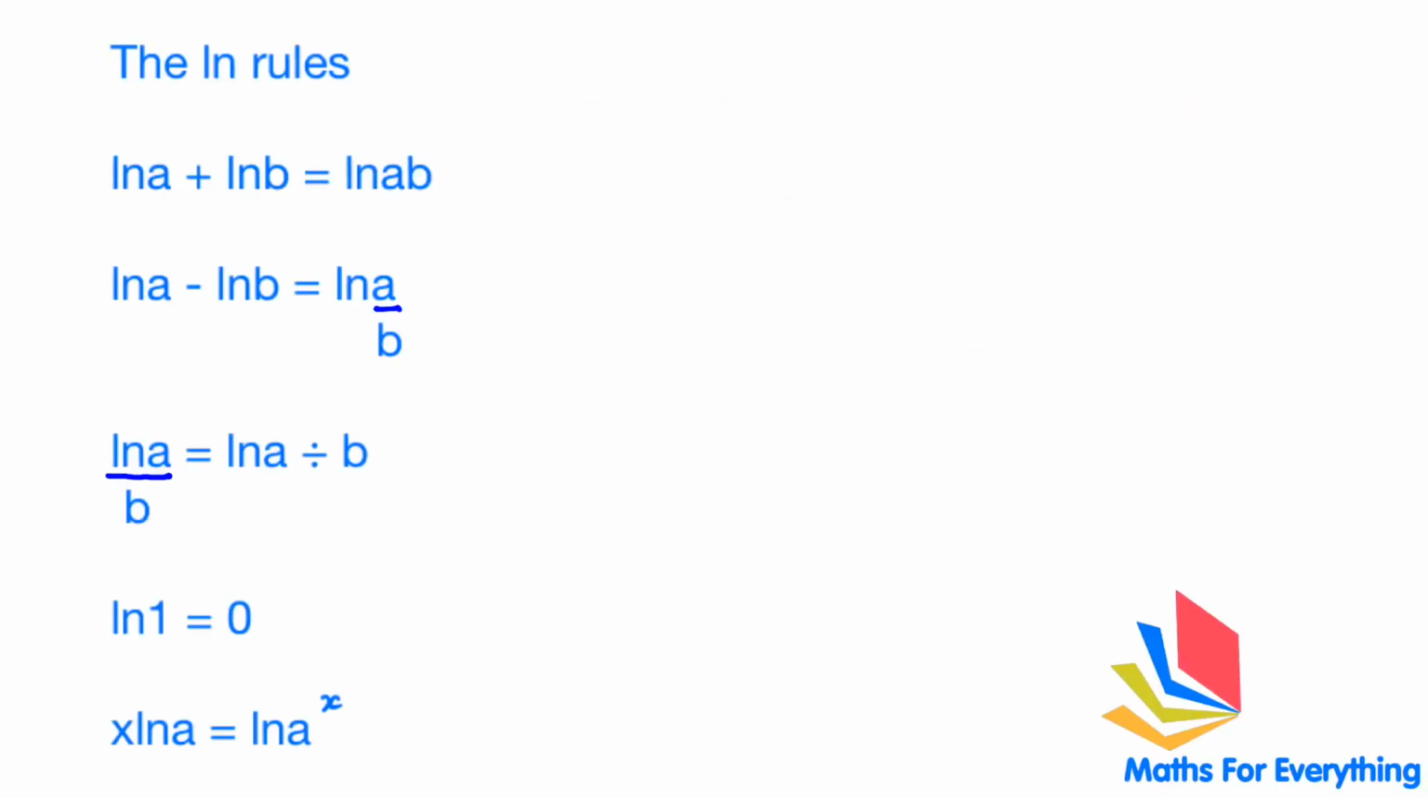Now we are going to go through the ln rules or the natural log rules. We use the same rules that we use for logs. Ln a plus ln b is equal to ln ab. So we multiply a and b. Ln a minus ln b is equal to ln a divided by b. Suppose you had ln a, this line is for the whole ln a divided by b. So you will write ln a divided by b.